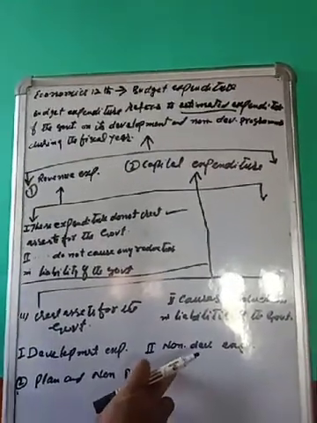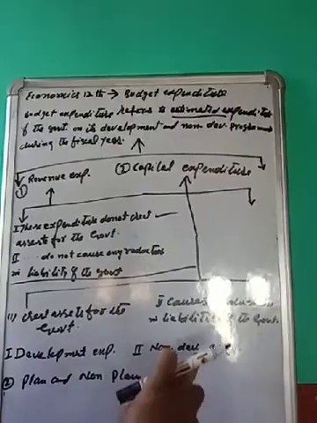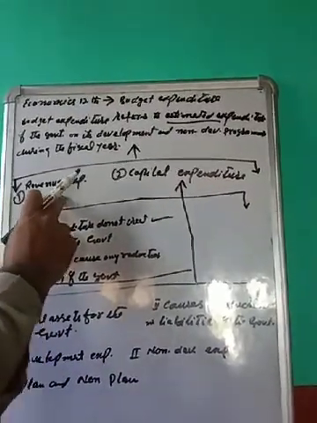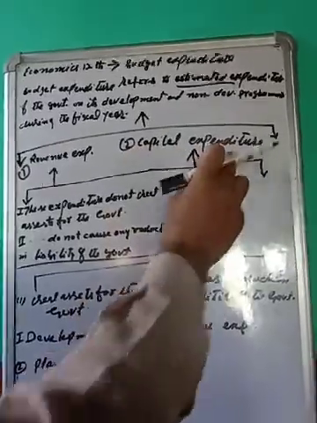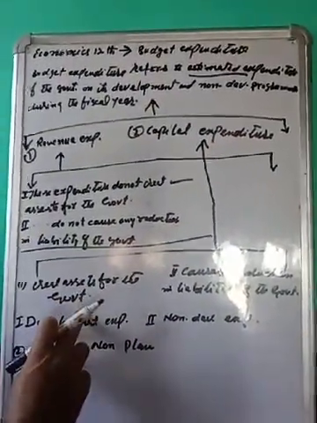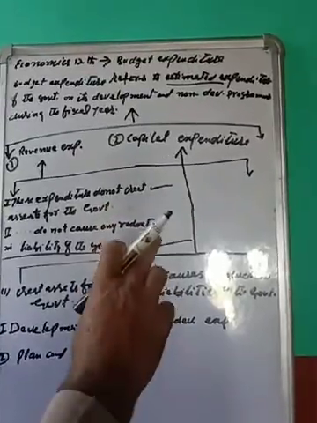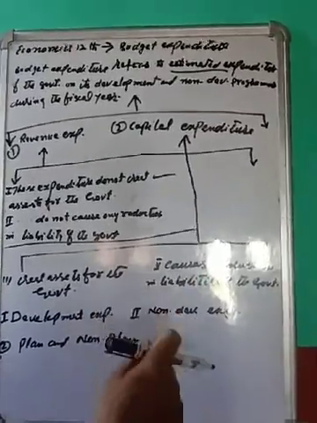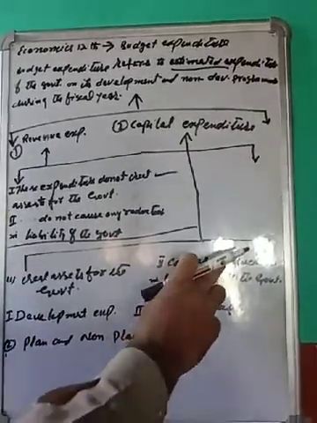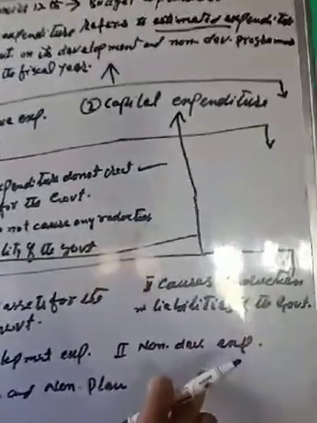Now I will repeat it. Capital expenditure, two things. Number one, it creates assets for the government. Equity or shares of domestic or multinational corporations purchased by the government may be cited as an example. Number two is that it causes a reduction in the liabilities of the government.